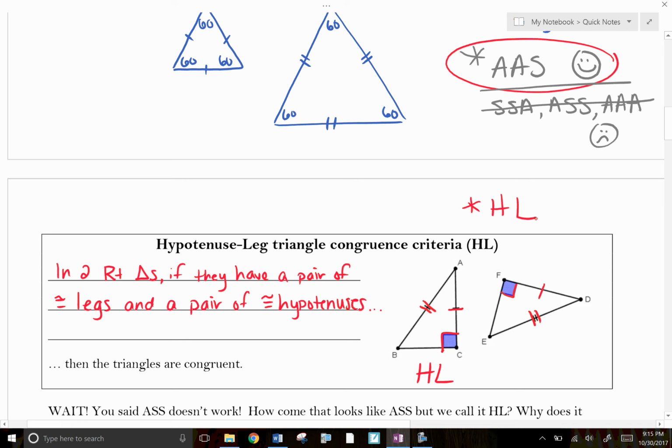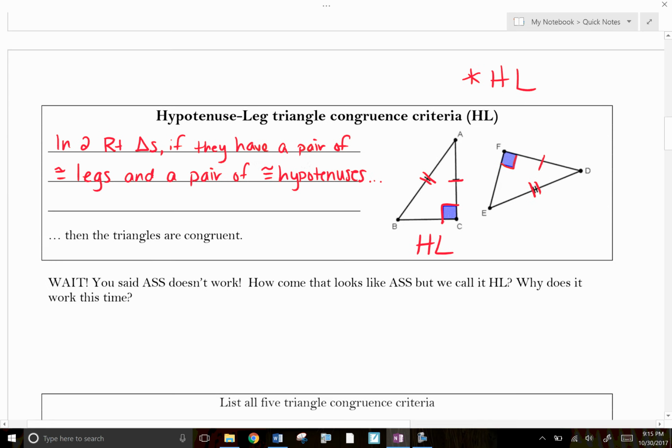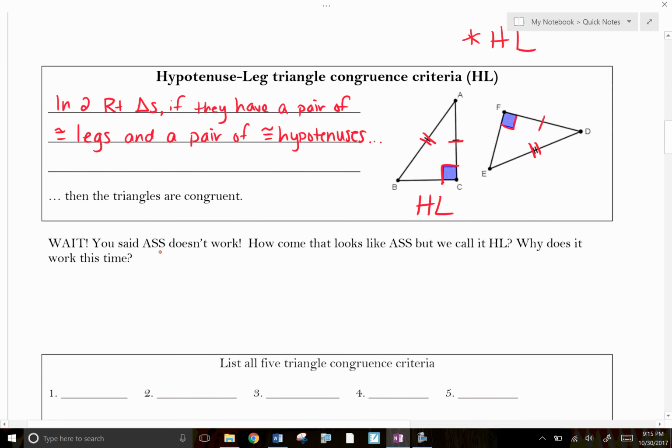Okay, so we have our 3-letter theorems, and now we have HL, a 2-letter theorem. But these 3 letters, bad. Can't use those. Okay, wait. I just said ASS doesn't work. Doesn't this look a lot like ASS, an angle and 2 sides? Yeah, I just told you that doesn't work, but now all of a sudden it looks like it does. Well, here's the magic of this one. This is hypotenuse leg. This isn't just any angle and 2 sides. It's a right angle and 2 sides.